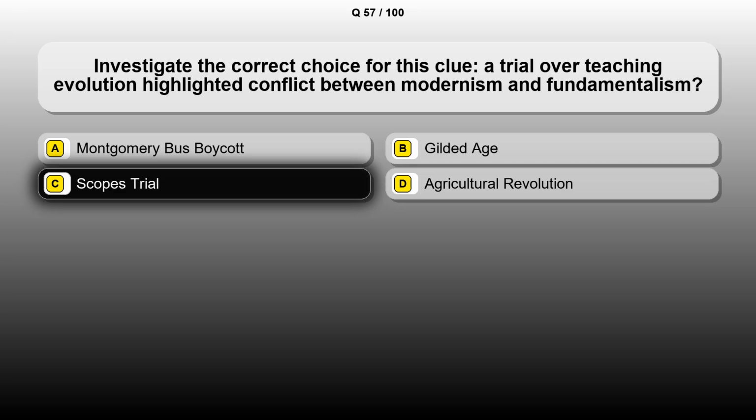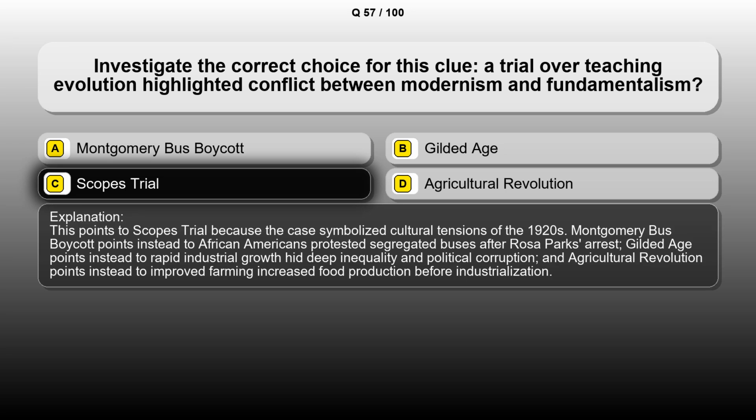The correct answer is option C, Scopes trial. This points to Scopes trial because the case symbolized cultural tensions of the 1920s. Montgomery bus boycott points instead to African Americans protested segregated buses after Rosa Parks' arrest. Gilded Age points instead to rapid industrial growth with deep inequality and political corruption, and Agricultural Revolution points instead to improved farming increased food production before industrialization.